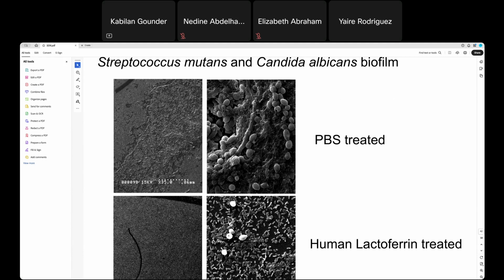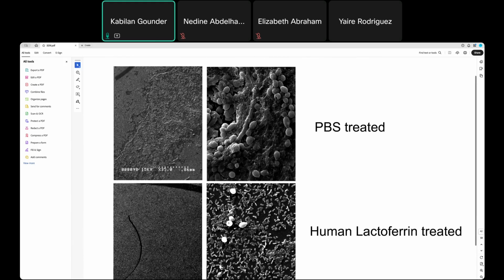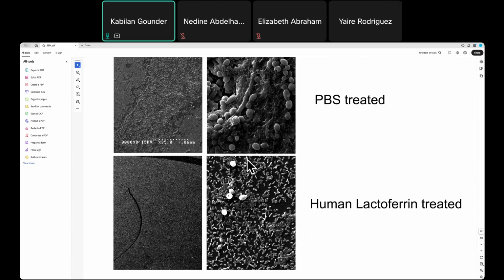So this kind of evidence suggests that the scanning electron microscope gives you a more detailed structure when compared to light microscopy. Here also, when you treated with lactoferrin, you can see the difference. It completely removed the biofilm, and you can see a smaller number of bacteria as well as fungus.